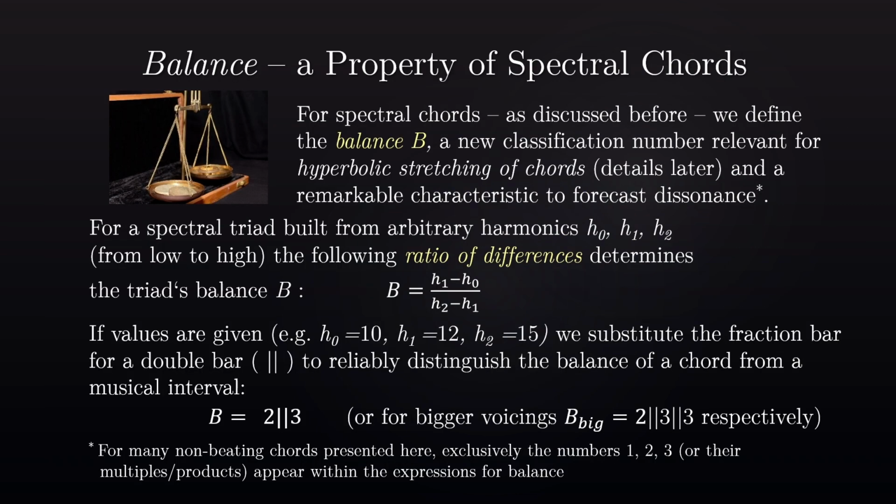For spectral chords, we define the balance B, a new classification number relevant for a process that we call hyperbolic stretching of chords. In addition, B is a key figure for predicting a spectral chord's dissonance. The expression for B illustrates how to calculate the balance of a spectral chord. Instead of computing B numerically, it has proven helpful to represent B in the double bar format as shown.